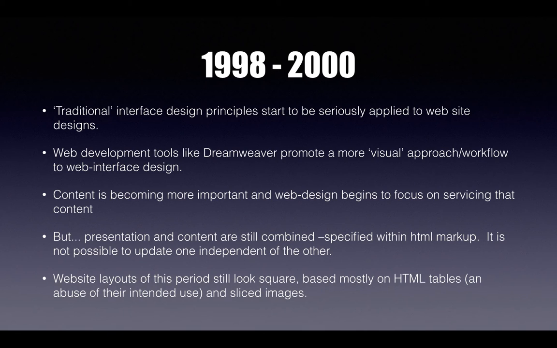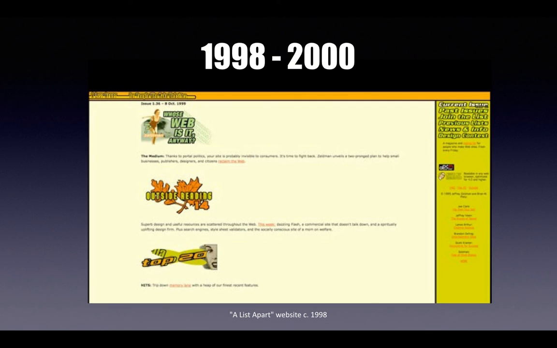Okay, so content is becoming more important and web design begins to focus on servicing that content. But the presentation and content is still combined, specified within the HTML markup, and it's not possible to make one independent of the other. So CSS at this point still doesn't exist. Website layouts at this period tend to look square because their layouts are based mostly on tables. And that's the first thing that people tell you not to do today. Don't do your layout based on tables. But back then, that's the only way you could do it. There was no other way of arranging elements in a grid unless you used HTML tables.